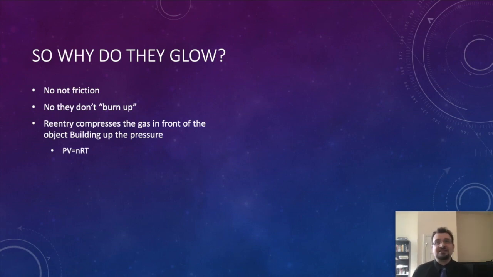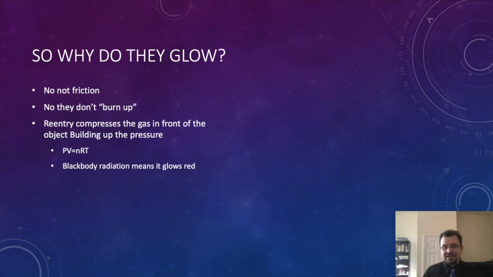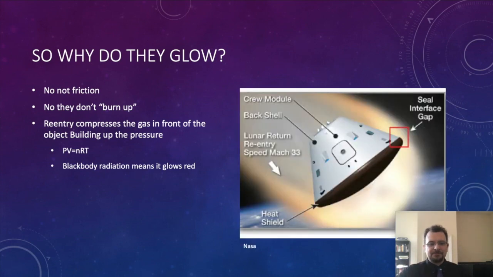And that's what causes these meteors to glow, and also, coincidentally, a diesel engine to work. And black body radiation means it glows red. Basically, hot stuff glows red because it's emitting a bunch of light, and we see that as red light. This is the same thing that happens when a spacecraft is going through re-entry. So here's a picture of the Orion spacecraft from NASA, and you can see the glow, and that you need a nice heat shield to protect your astronauts and spacecraft.